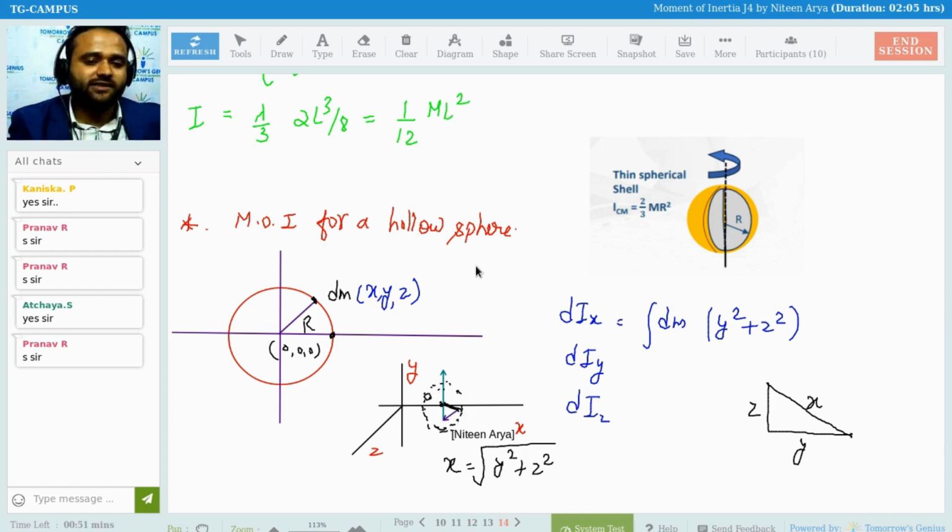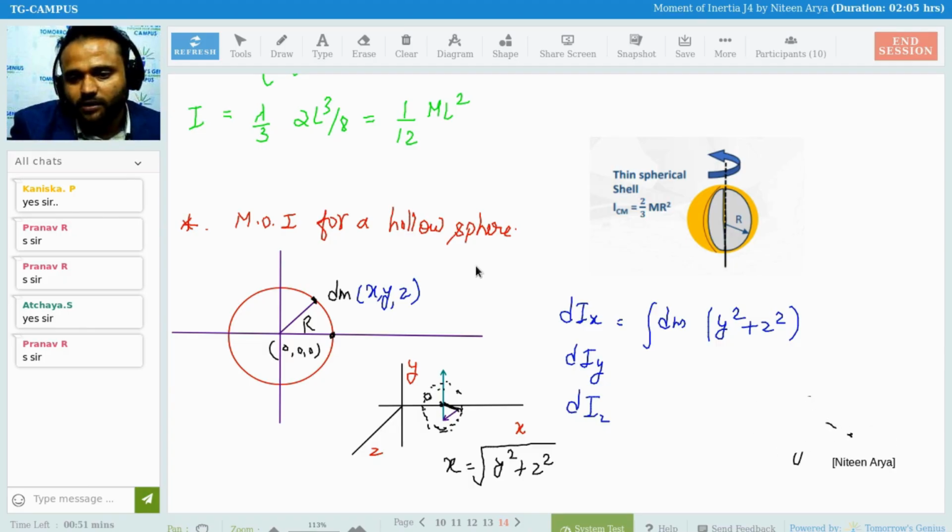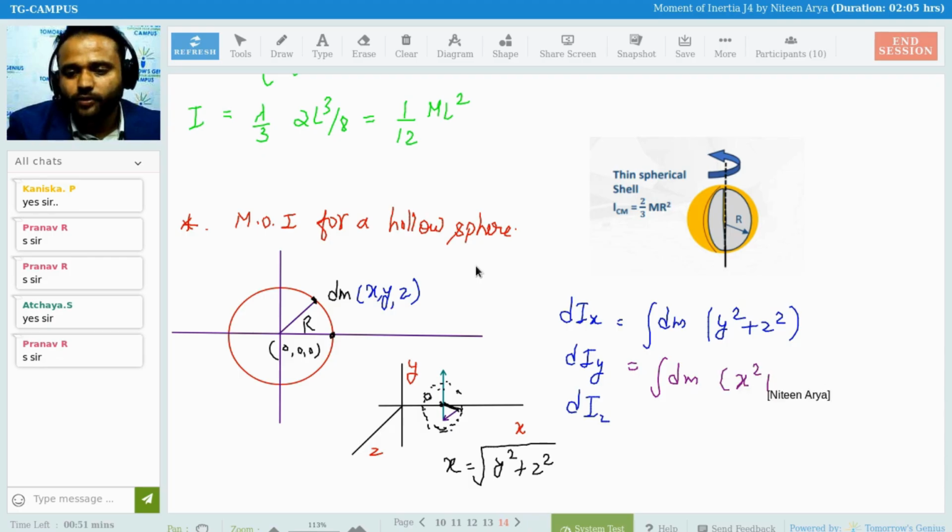Containing y and z axis. Clear everyone? In the same way I can write beta diy dm. For y we have x square plus z square, because diy is basically y dm, okay.